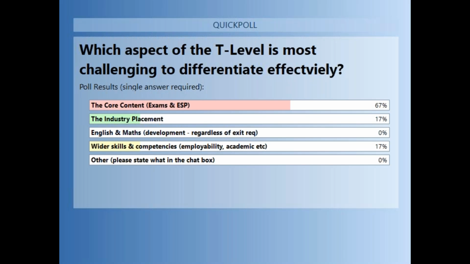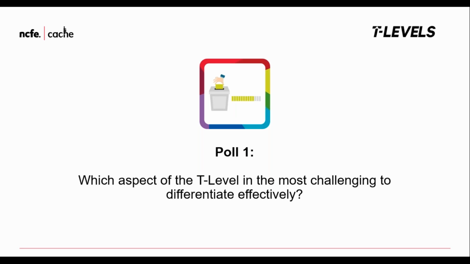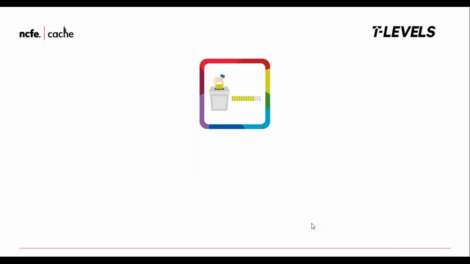So as you can see, the vast majority of participants feel it was the core content, so that's 67%. Some people thought industry placement and some people thought wider skills and competencies. Nobody's chosen other, so that's great. We've got probably the most prevalent ones there already. Thanks for that. Okay, we're going to dive straight into another poll now.